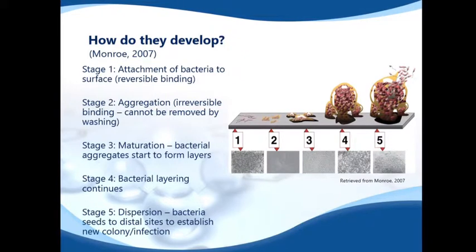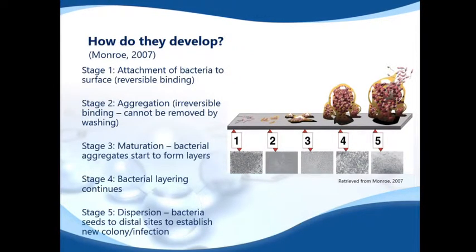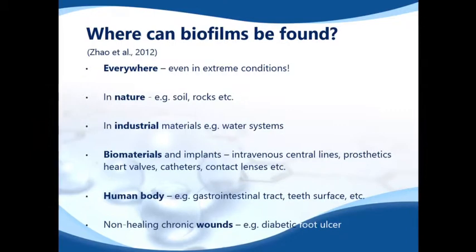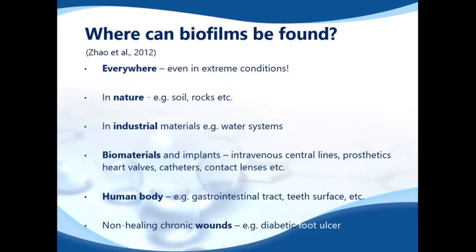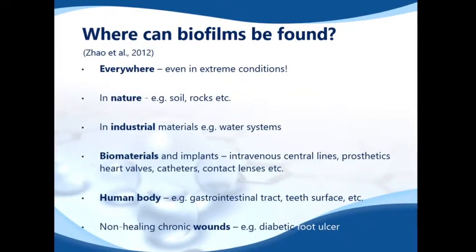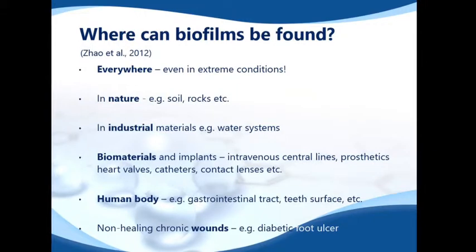Interestingly, biofilms can be found everywhere, even in the most extreme of conditions. It is ubiquitous in nature such as in soil and rocks and in industrial materials such as water systems. They can also be found in biomaterials and implants in the human body such as intravenous central lines, prosthetic heart valves, catheters and contact lenses, the gastrointestinal tract and teeth surface.